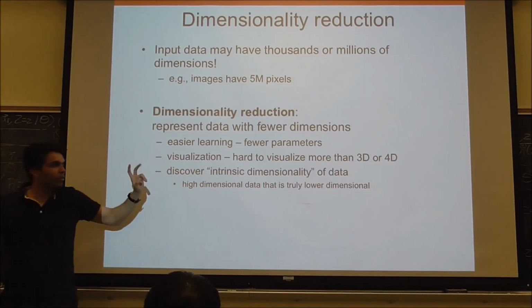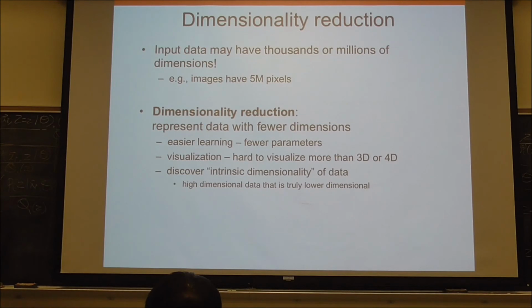So we'd like to bring things down to a lower dimensional space, and in some sense we'd like to discover what is called the intrinsic dimensionality of data. We believe that our data does not occupy a high dimensional space, it lives in some lower dimensional subspace or manifold. A subspace is sort of like a hyperplane passing through the origin.